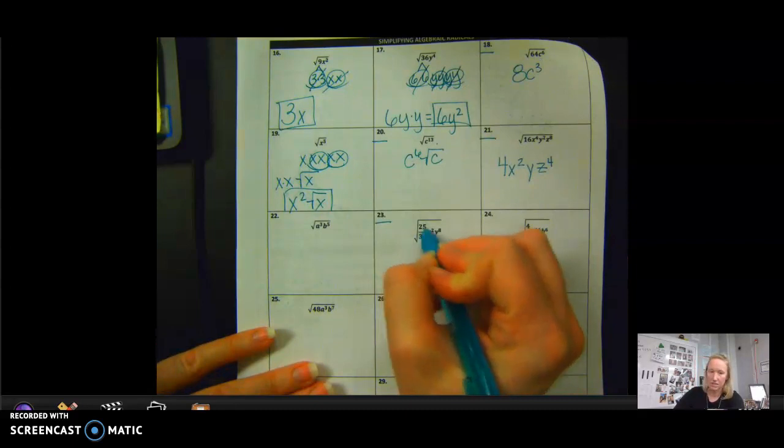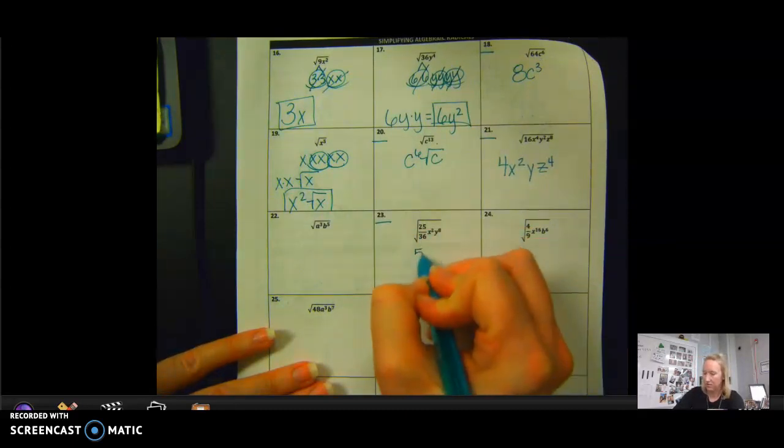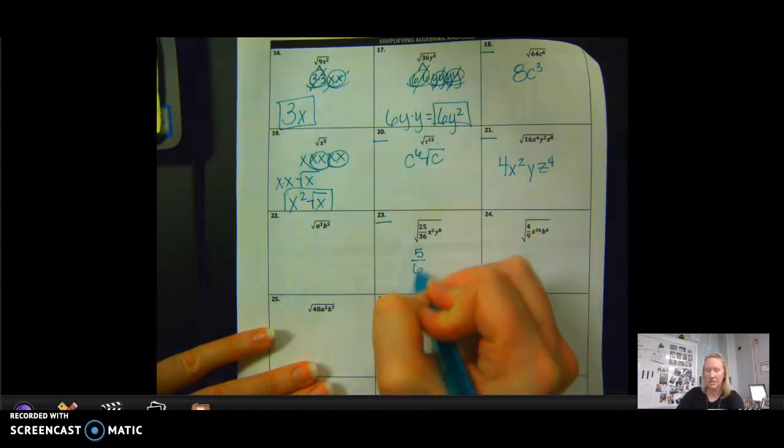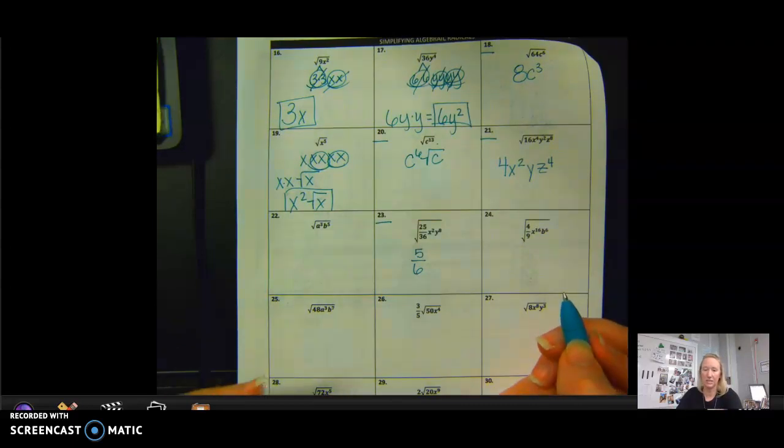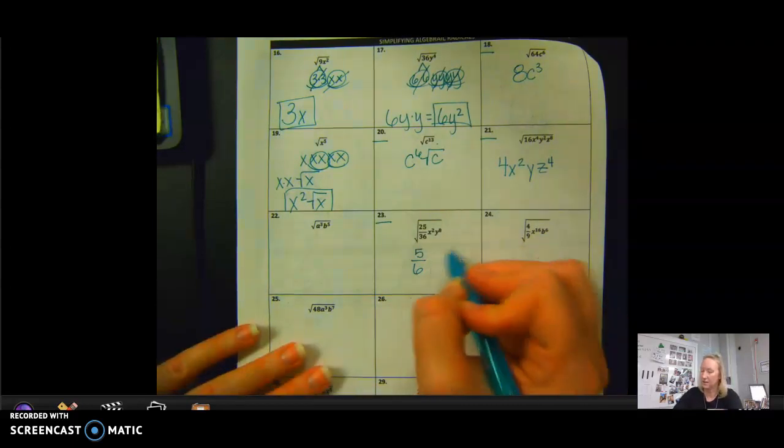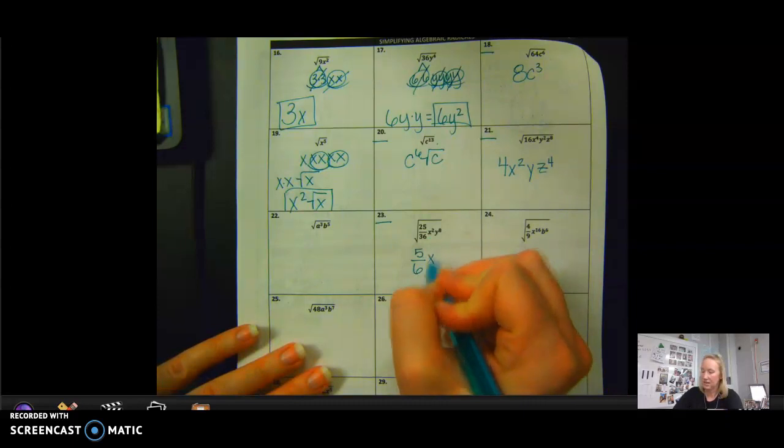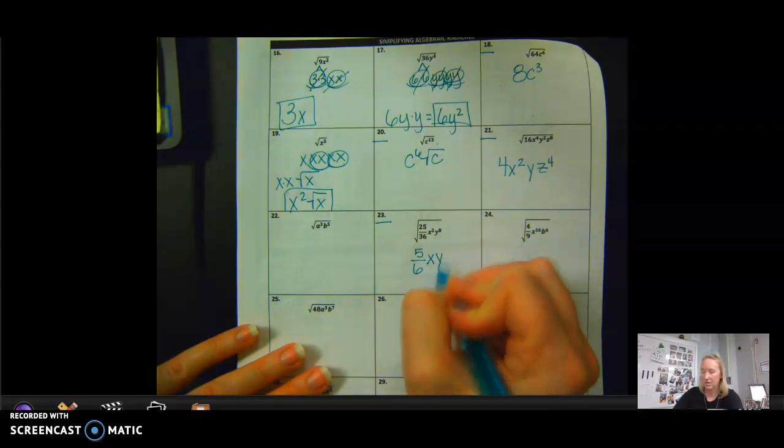23, we have a fraction, but don't let that scare you at all because it's the same thing. All I need to do is take the square root of 25, which is 5. Take the square root of 36, which is 6. So really, that's just 5/6. There's nothing left in the radical after you take that. Square root of x squared is just x. Square root of y to the 8th is y to the 4th.